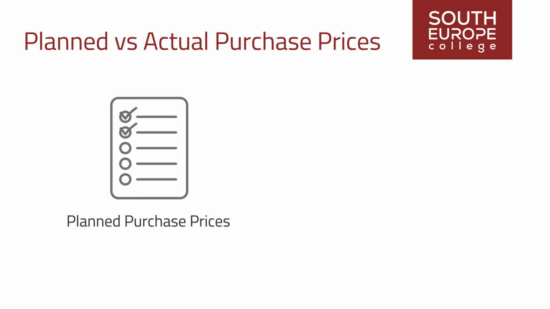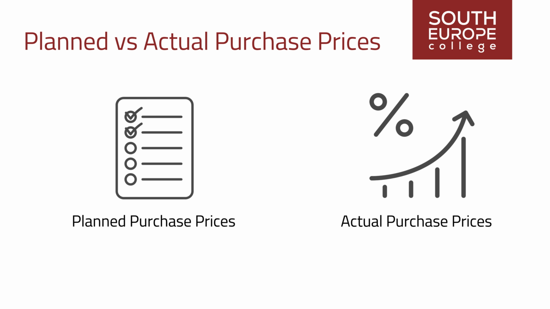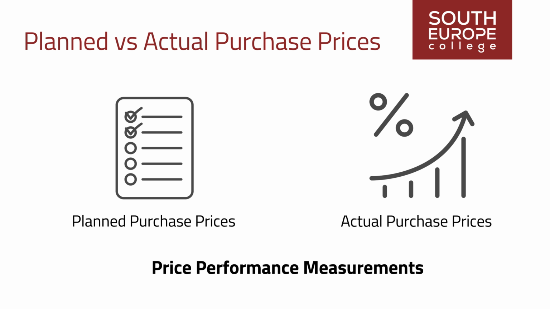Differences between planned and actual purchase prices are typically assessed through price performance measurements, which can occur at various organizational stages. For example, procurement may analyze variances between planned and actual prices for each identified product. Numerous approaches and techniques exist for calculating purchase price variances.